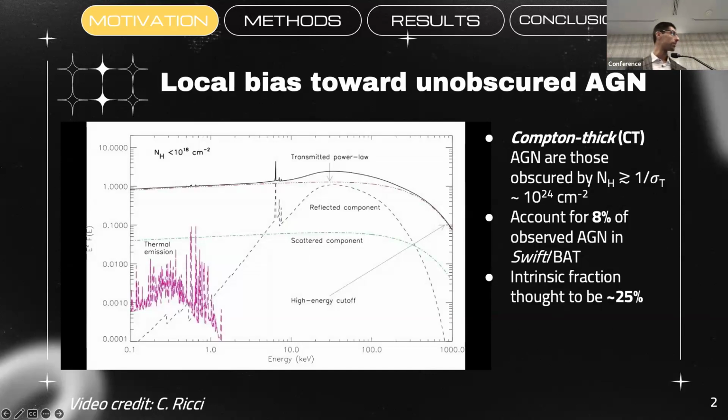This is supposed to be an animation from Claudio Ricci, and what it shows is that as you crank up the column density, you basically lose the soft X-ray flux. Eventually you're just dominated by this distant reflection component, and that's due to photoelectric absorption, mainly in the soft X-rays. So we're biased towards unobscured AGN because of this effect in the local universe. There's a special designation of Compton-thick AGN where the column density is roughly 10^24 per centimeter squared or greater.